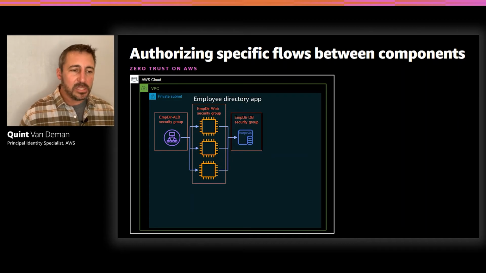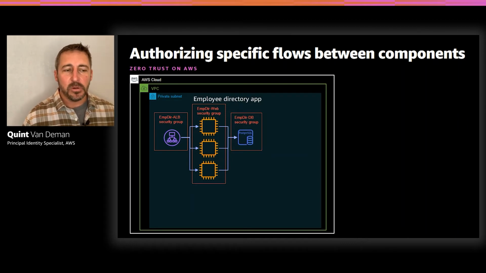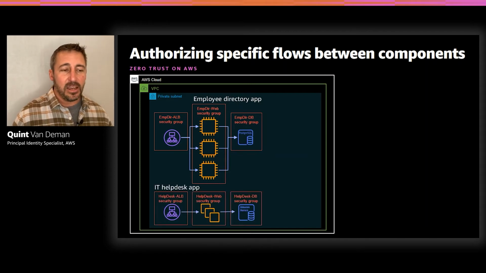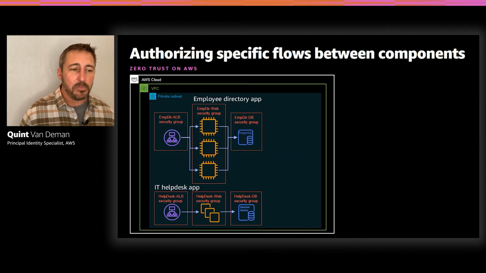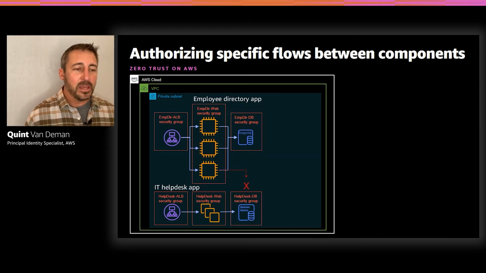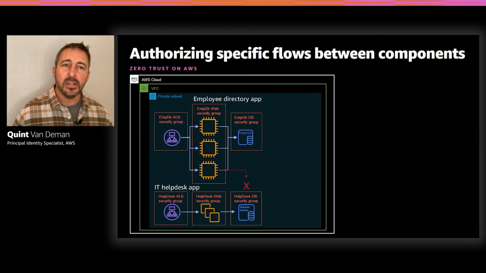And as we put down per-application, per-component security groups, we're able to easily say how information should flow through an application. And then obviously, it's implicit deny, right? So if we haven't specified a flow to be allowed across applications or within an application, we'll naturally be denied.